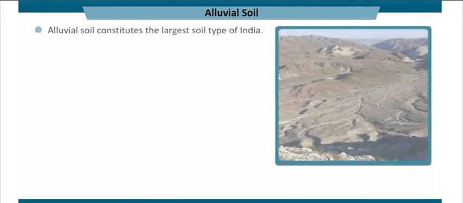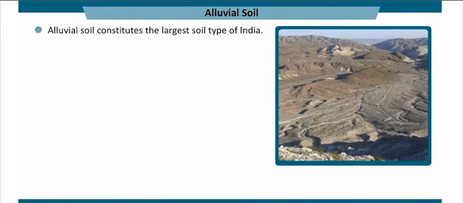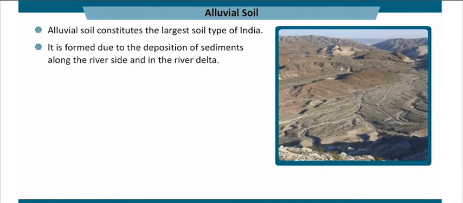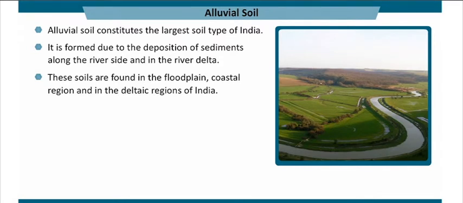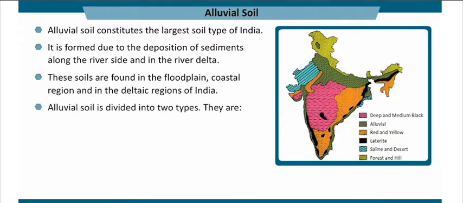Alluvial soil. Alluvial soil constitutes the largest soil type of India. It is formed due to the deposition of sediments along the river side and in the river delta. These soils are found in the floodplain, coastal region and in the deltaic regions of India. Alluvial soil is divided into 2 types. They are Khadar and Bangar.